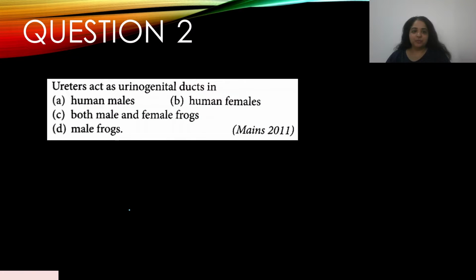Question number 2. Ureters act as urinogenital ducts in, this appeared again in mains 2011. A. Human males. B. Human females. C. Both male and female frogs. D. Male frogs. So ureter acts as urinogenital ducts in D, male frogs. So the answer is D.